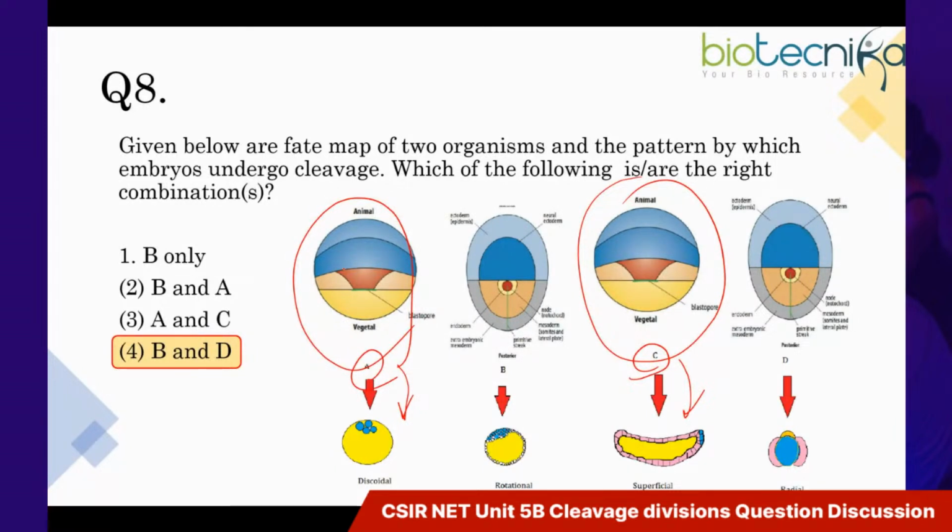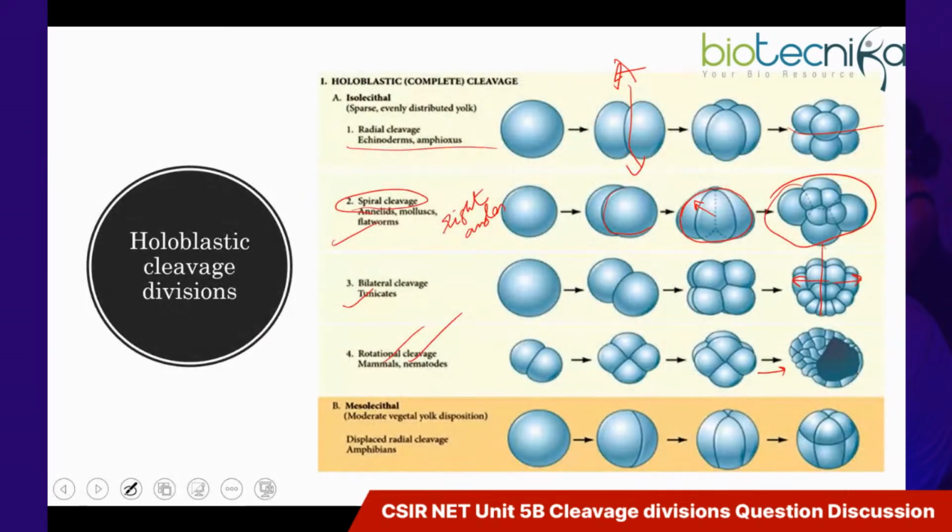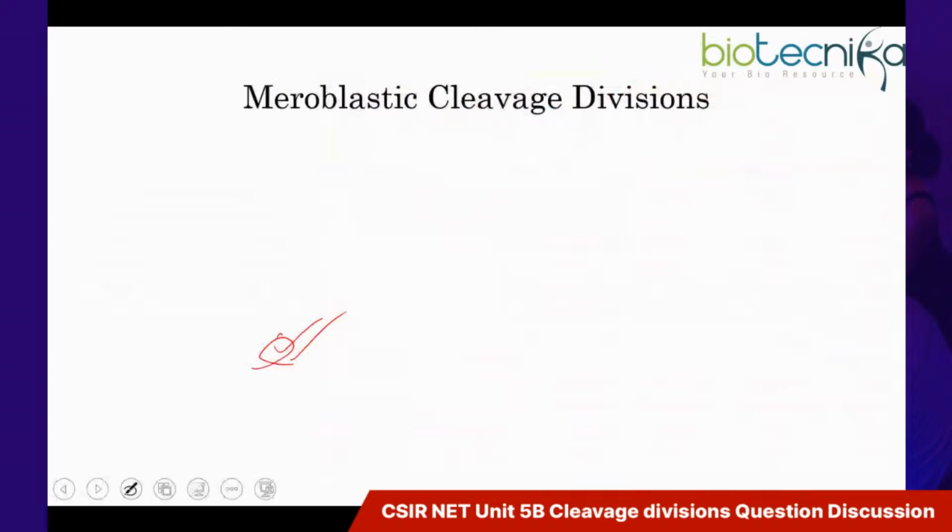No, no, discoidal is for birds. Even after explaining, why are you making mistakes, everyone? How many times should I explain this part? We have discussed this in class also, and now also. Still you are making mistakes. Discoidal is birds, no? And you are telling frog. Here I told you, amphibian. What is frog? It's an amphibian, right? So amphibians undergo displaced radial cleavage. How hard is this to remember?